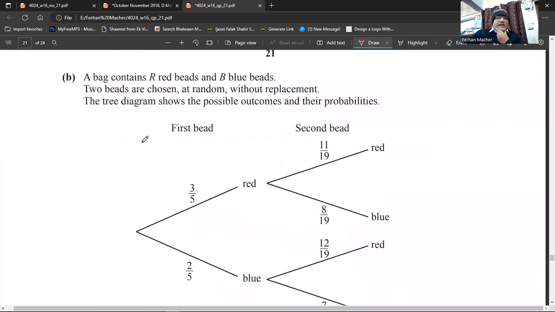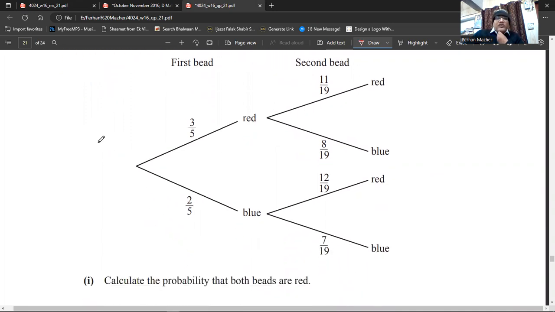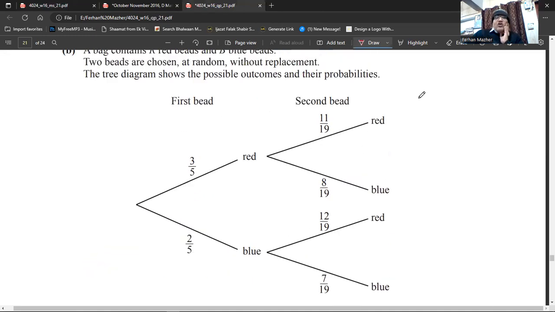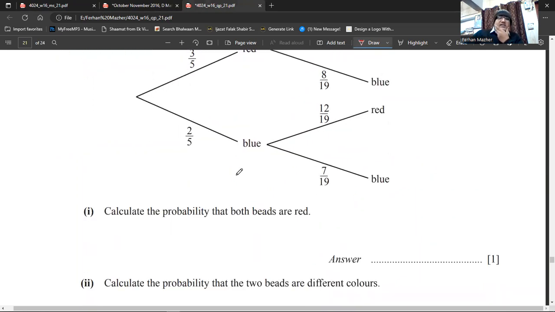Okay, question number 10, and it's B part. Here he says, a bag contains R red beads and B blue beads. 2 beads are chosen at random without replacement. The tree diagram shows the possible outcomes and their probabilities. Okay, so calculate the probability that both the beads are red. So red comma red, very simple. Just multiply this, and you will get the probability of both the red. It means the probability of red comma red.